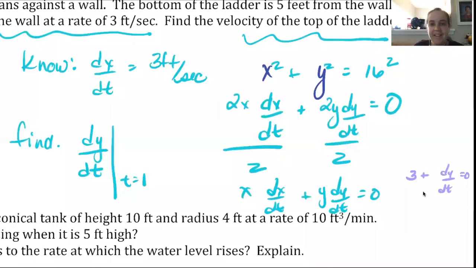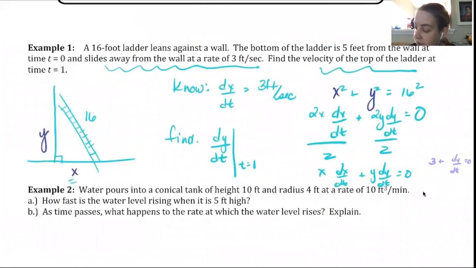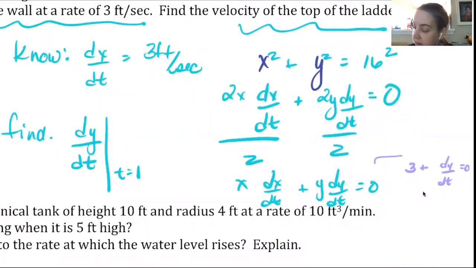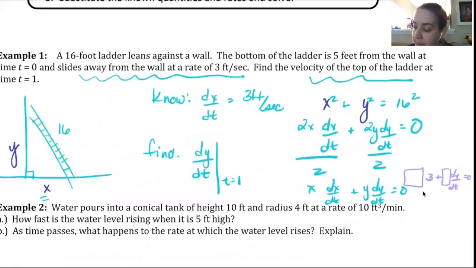All right, sorry about the pause there. So we are looking to find the velocity at the top of the ladder. So far we have 3 feet per second at the base of the ladder. We know we want to solve for dy/dt. So we need to know x, which would be here, and we also need to know y, which would be here. Now, those haven't specifically been given to us, but we can find them.